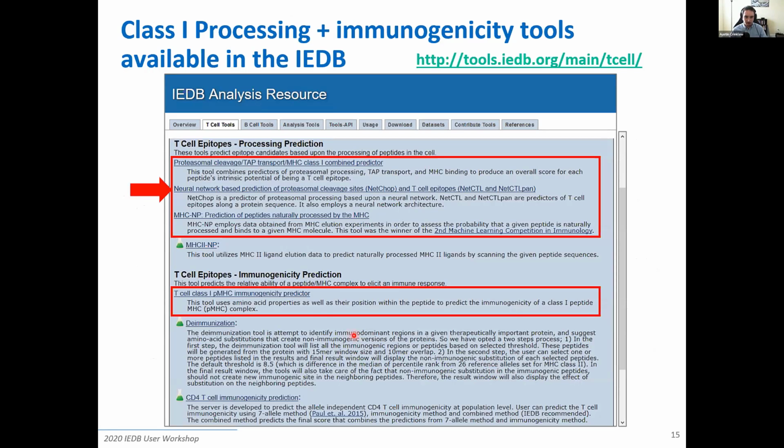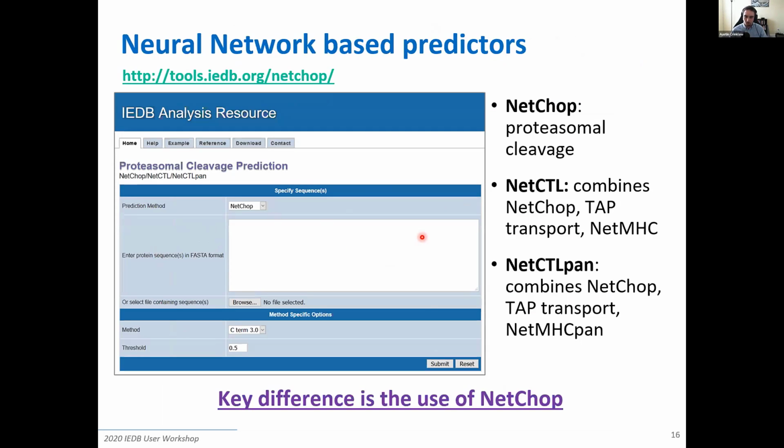And then our next set of tools is the same idea, but it has a different approach. It's using neural network-based predictions. And so we have 3 algorithms. The key difference between these algorithms and the previous one is the involvement of NetChop. And so we have NetChop, NetCTL, and NetCTLpan. NetCTL being NetChop, TAP transport, and NetMHC, and then NetCTLpan being the same except NetMHCpan. So this is a family of very similar algorithms that build on the family of NetMHC neural networks.